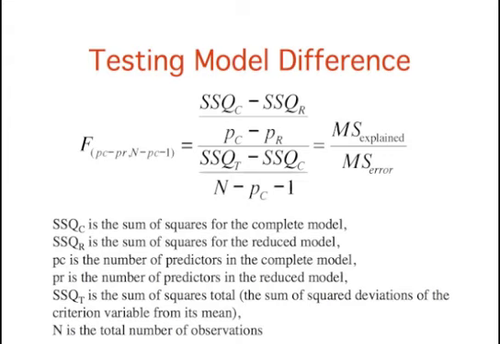The formula for testing the contribution of a group of variables is shown here. The degrees of freedom for the numerator are PC minus PR, and the degrees of freedom for the denominator are n minus PC minus 1. If the F is significant, then it can be concluded that the variables excluded in the reduced set contribute to the prediction of the dependent variable independently of the other variables.